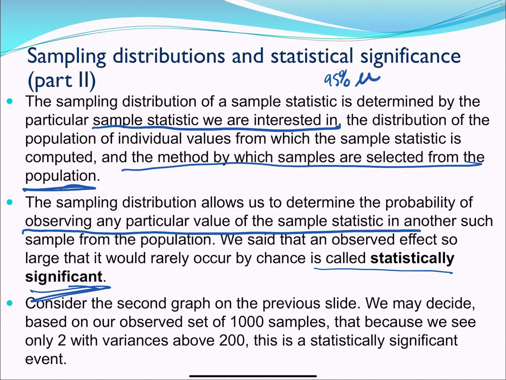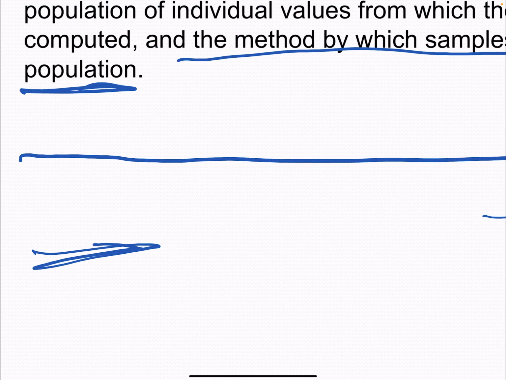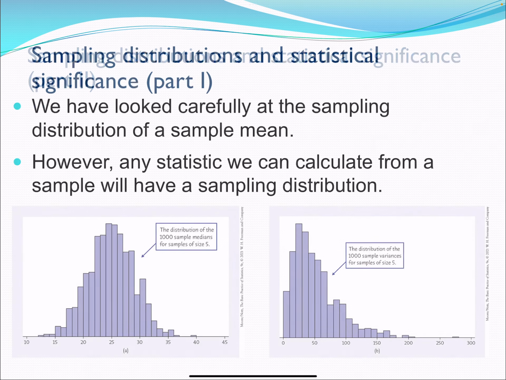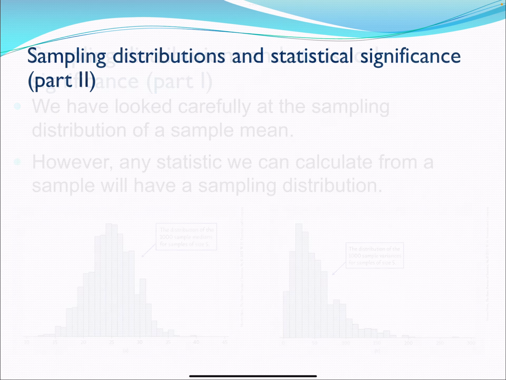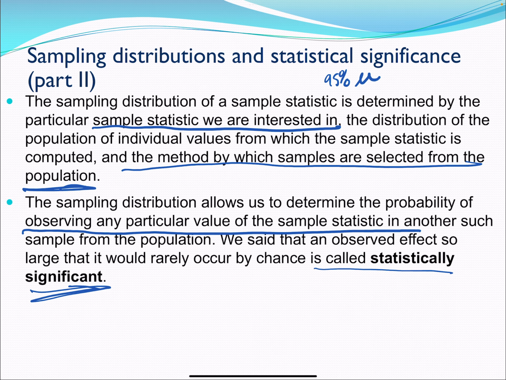But let's quickly consider the second graph on the previous slide. We may decide, based on our observations of 100 samples, that because we see only 2 with variances above 200, that would be a statistically significant event, right? So if we go back to our graph, we've only got 2 with values over 200 all the way over here, right? We could say that those are statistically significant. Those are outliers. But we will talk more about statistical significance in chapters 16 and 17.